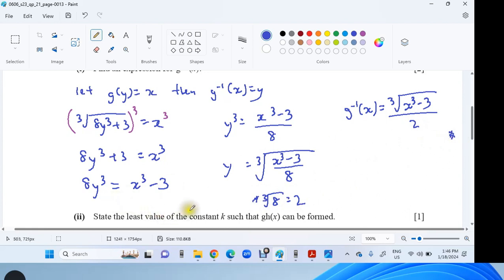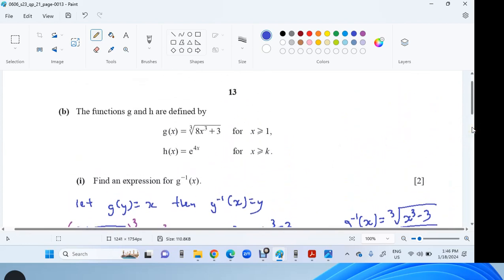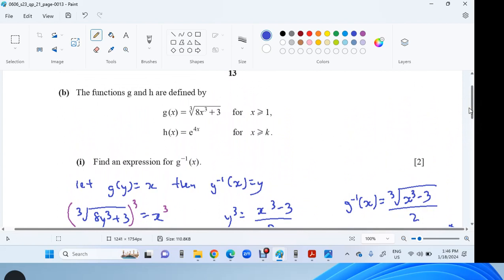State the least value of the constant k such that gh(k) can be found. So we want to find gh(k). The k can be any number actually. K can be any number. The exponent can be any number.